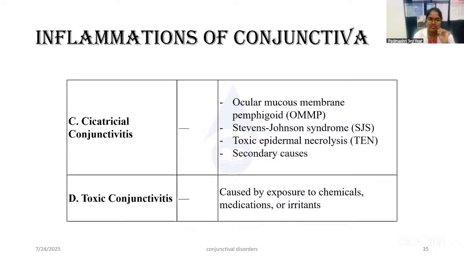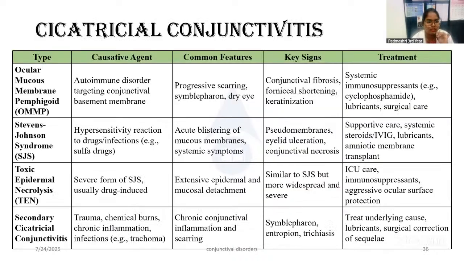Inflammation of the conjunctiva, that is cicatricial conjunctivitis. Types are ocular mucous membrane pemphigoid, Stevens-Johnson syndrome, toxic epidermal necrolysis, and secondary causes. So for toxic conjunctivitis, it is caused by exposure to chemicals, medications, or irritants. The ocular mucous membrane pemphigoid.